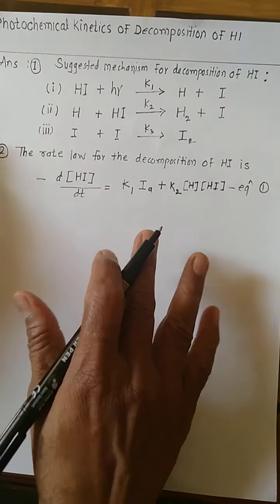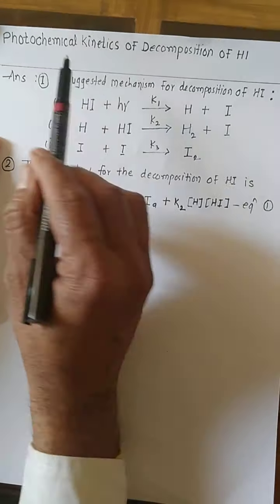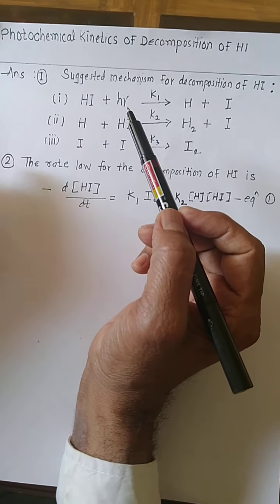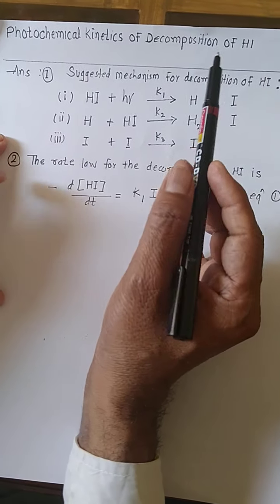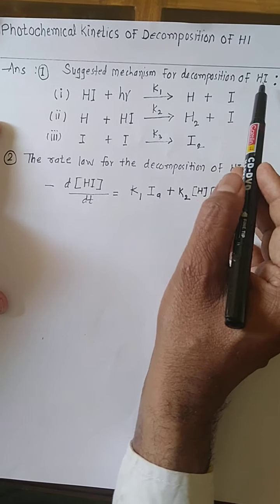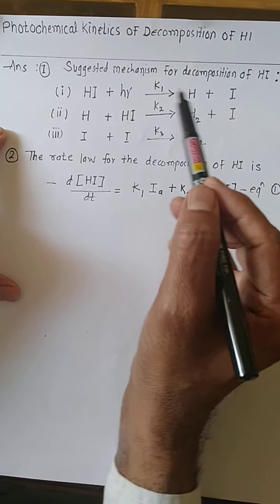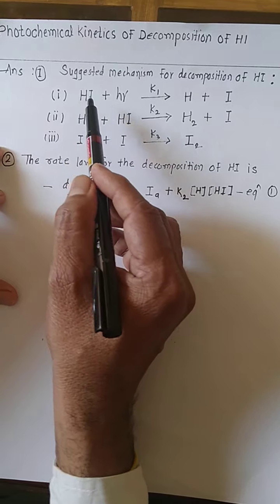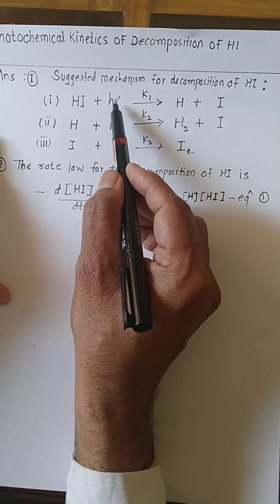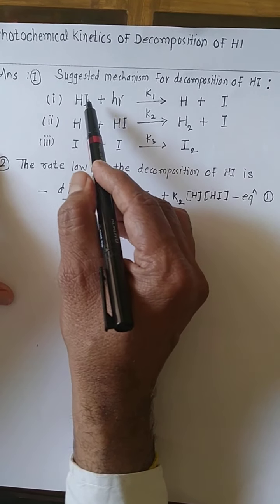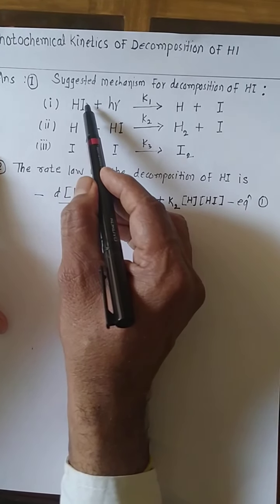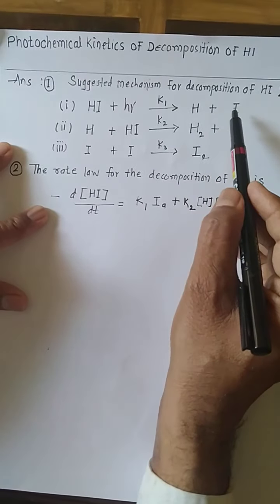Dear students, photochemical kinetics of decomposition of HI. For this, the suggested mechanisms for decomposition of HI are, first one is HI reacts with the photons. There is interaction between the HI and the photons. Here is decomposition of this HI into H and I.